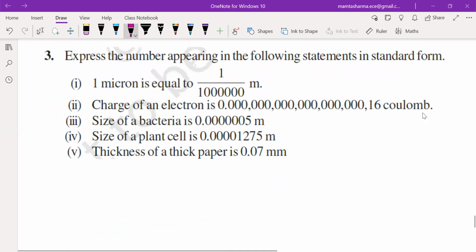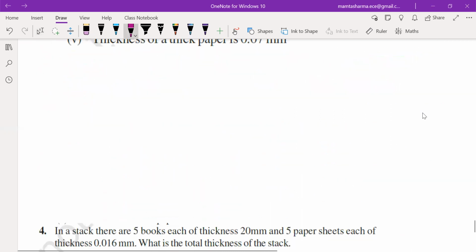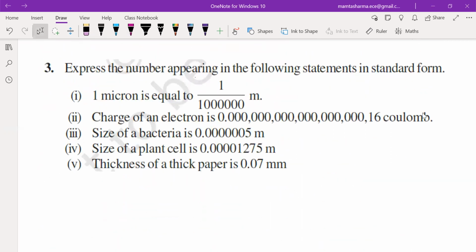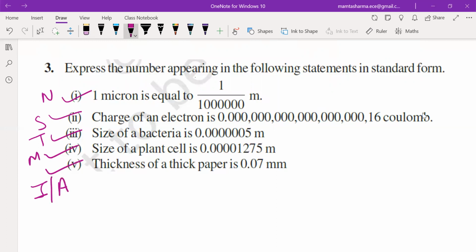Next question, the last question. After that, we will solve the question paper. This is for Nityashri. This is for Shubhra, Tanvi, Manideep. This is for Inaya and Ananya both. Type your answer in the chat box.